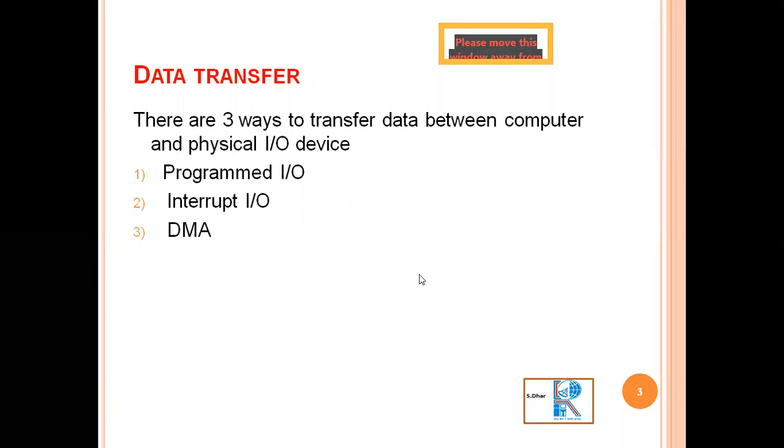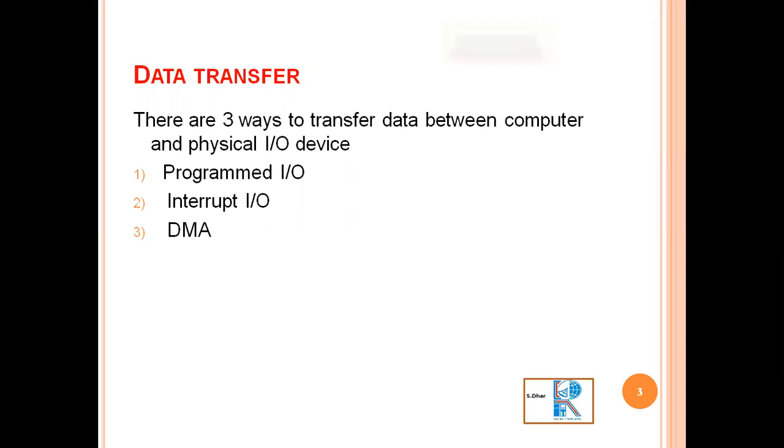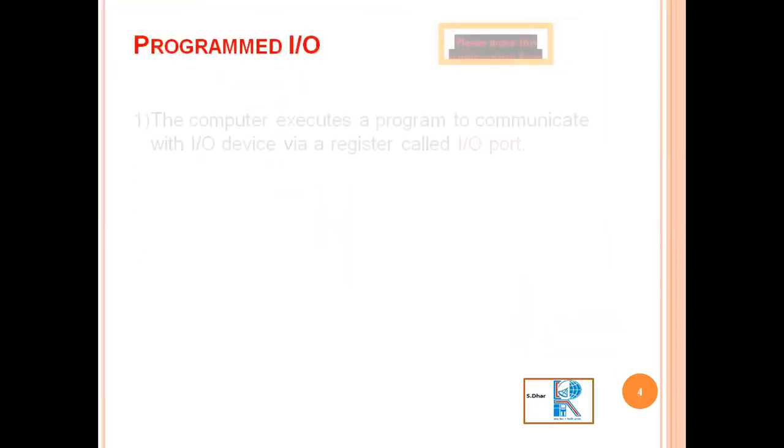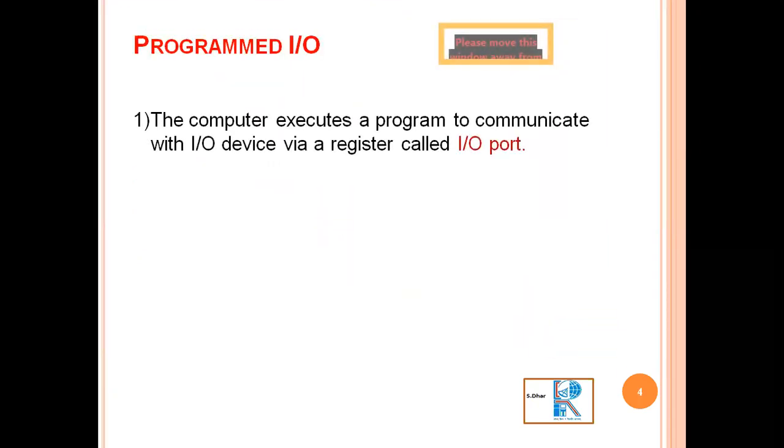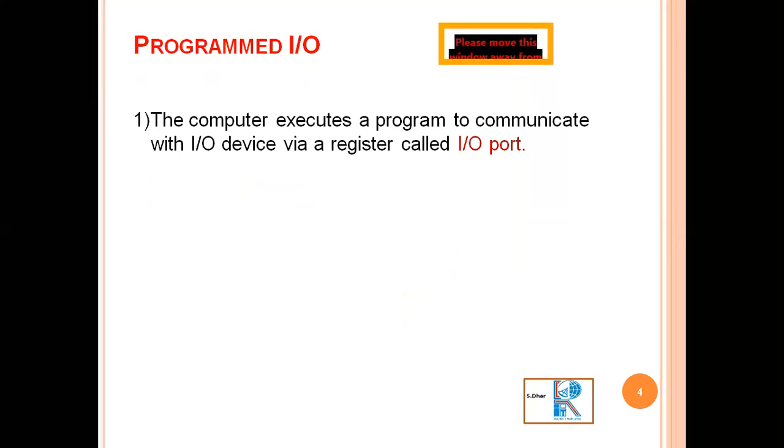Okay. Today in this class, we will discuss only programmed IO. Next class, we will discuss interrupt IO. Now, what is programmed IO? From the name, you can easily guess that here one program is related to the transfer of data from the IO device to the CPU and from the CPU to the IO device.